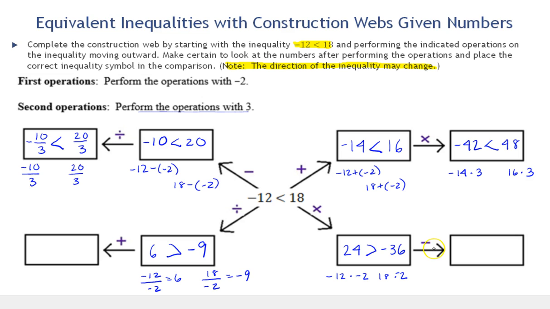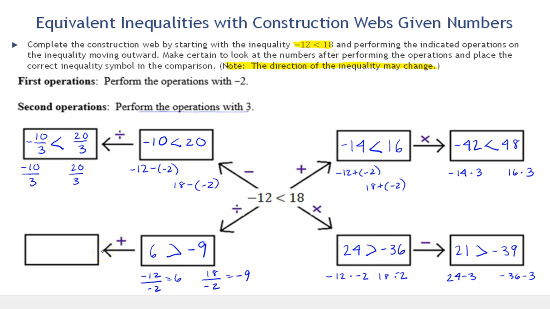Let's look at subtraction and addition. So here we want to subtract 3. So 24 minus 3 on the left, negative 36 minus 3 on the right. That's 21 on the left and negative 39 on the right. 21 is greater than negative 39. The direction stayed the same as the previous.